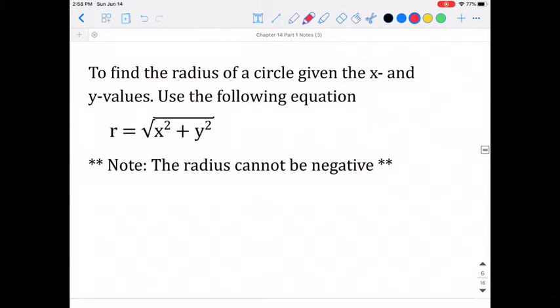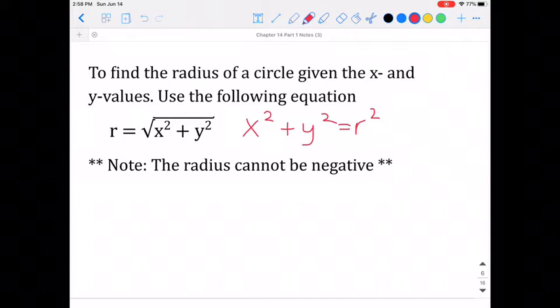And to find the radius of a circle, given the x and y values, we're going to use the following equation. r equals the square root of x squared plus y squared. And another way that we can write this would be x squared plus y squared equals r squared. We just square each side of that equation.